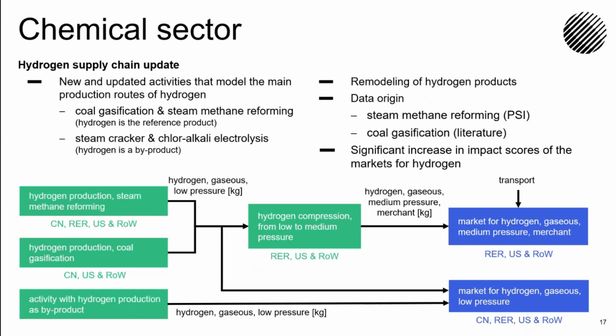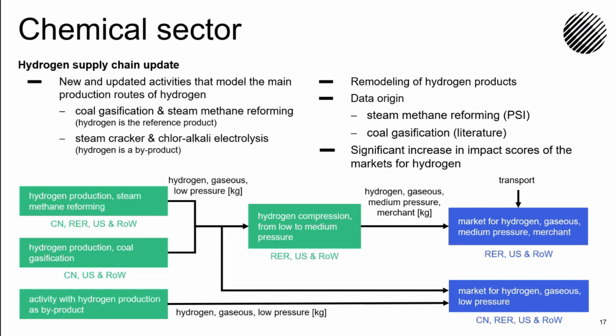The second main production technology is coal gasification, which is a brand new activity that was added in version 310 for China, the US, and the rest of the world. For both technologies, the hydrogen is produced at low pressure. For version 310, we have also introduced a new dataset that models the compression of hydrogen from low pressure to medium pressure. We have also added and updated activities that produce hydrogen as byproduct.